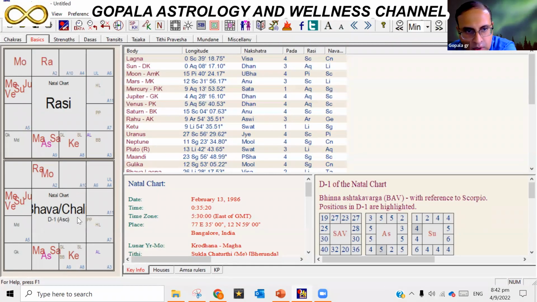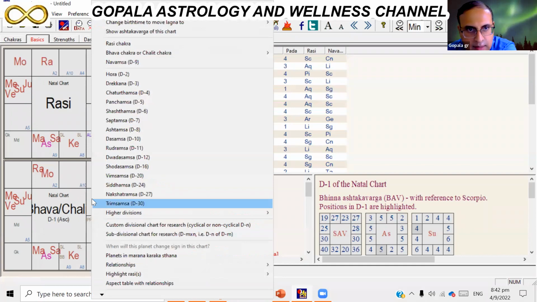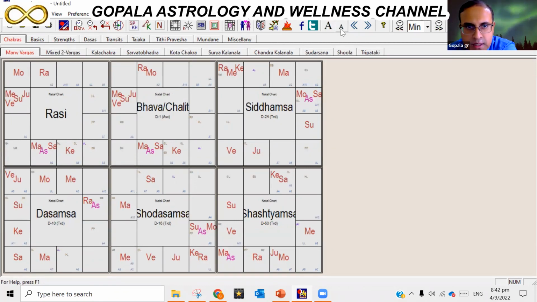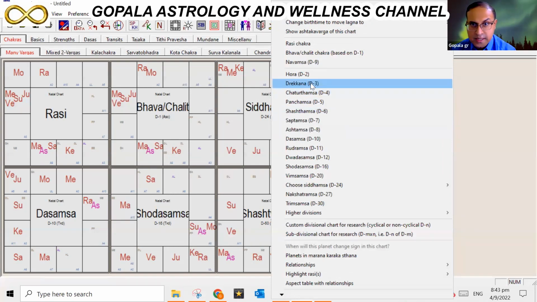I'm going to ignore this Bhava Chalita chart and I'm going to add in. So let's go to chakras. And here you can already see the Siddhamsha. Maybe I have to reduce the font a bit so that we can see the planets more clearly. Yes. So Siddhamsha is loaded. Now we are talking about Shodashamsha. We are going to give importance to this one, and then we are going to give importance to D4. So the Siddhamsha, I'm going to replace it with D4.